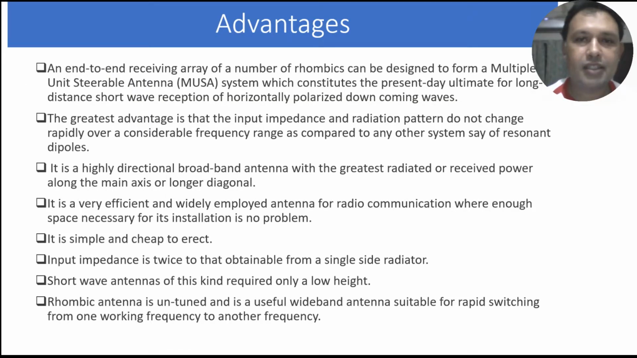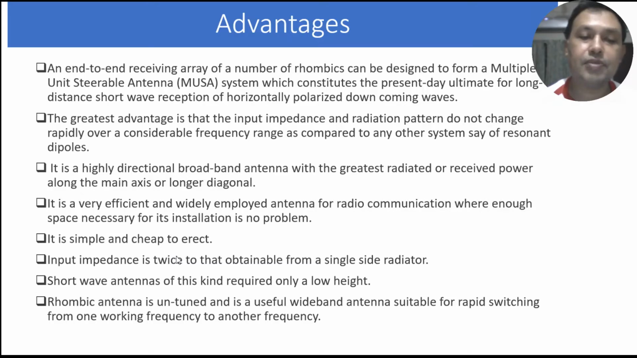So what are the advantages of rhombic antenna? There are several advantages. An end-to-end receiving array of number of rhombics can be designed to form a multiple unit steerable antenna system with constant result for long distance wave. The great advantage is that input impedance and radiation pattern do not change rapidly over a considerable frequency range. It is a highly directional broadband antenna with the greatest radiated or received along the main axis of the longer diagonal. It is very efficient and widely employed antenna.